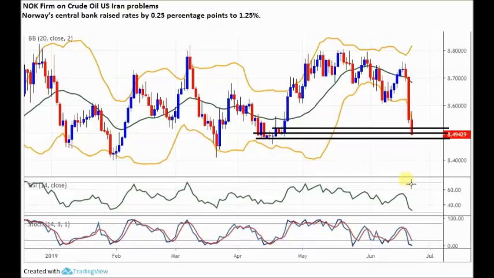Now, in terms of where could we go, I think towards the mid, so 870. Okay, and I actually am looking longer term for a move all the way back to here.